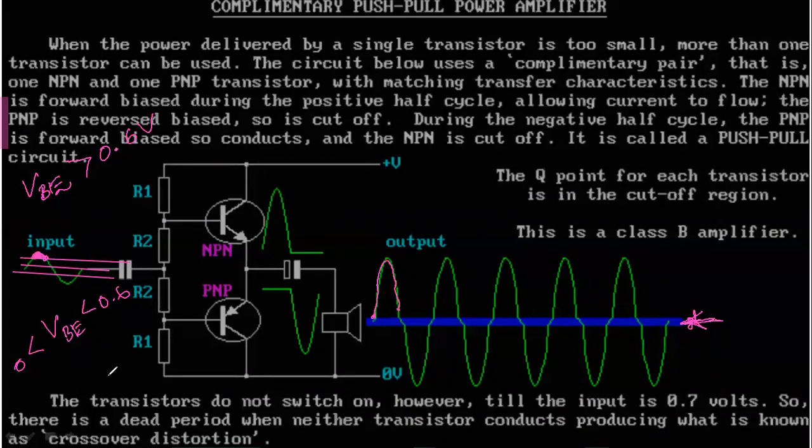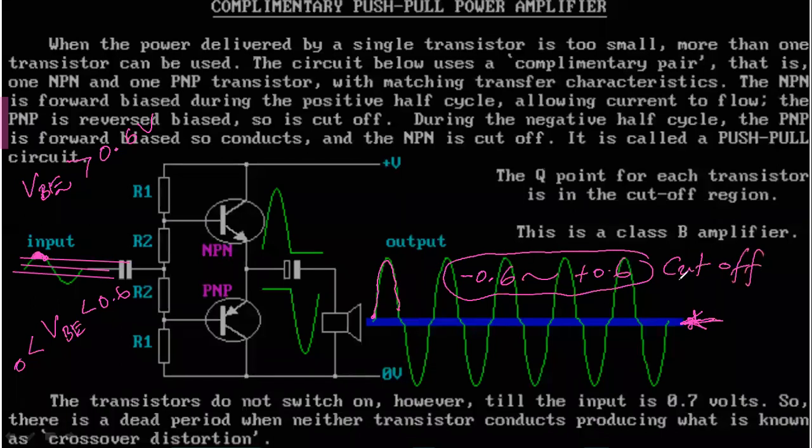Therefore, there's an issue. When you feed this sinusoidal signal from minus 0.6 to plus 0.6, your transistor remains in the cutoff region. Therefore, during that fluctuation time, the output is questionable. In that range you are not getting any input, IC is remaining 0. Due to this issue, we introduce the term crossover distortion.